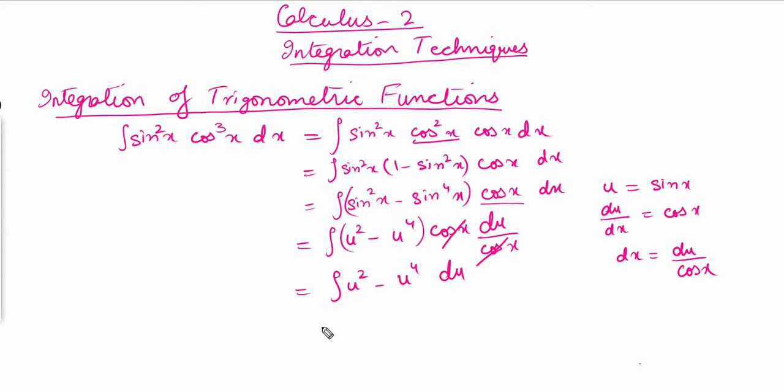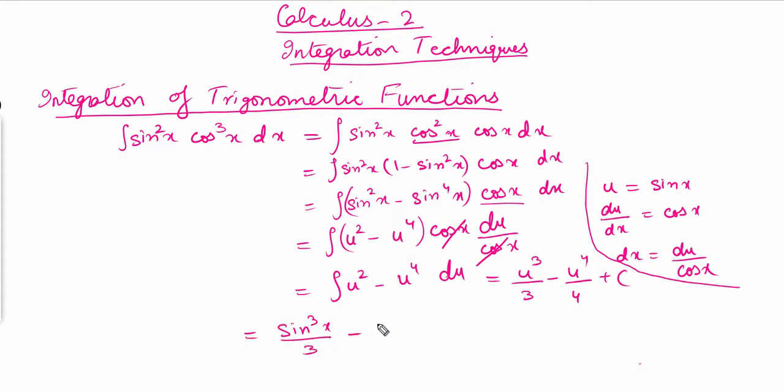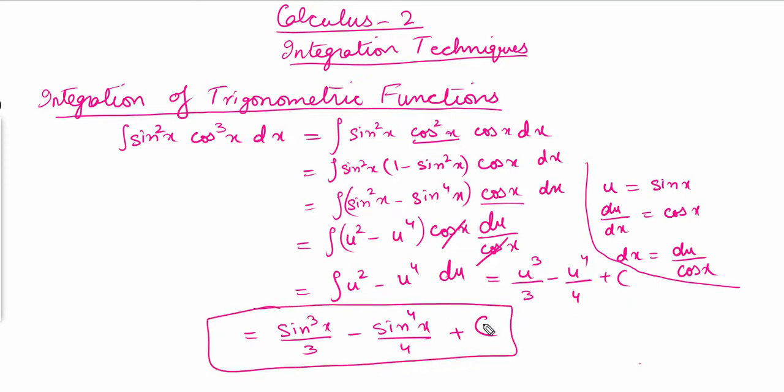I'll just integrate them separately, and it will become u cube over 3 minus u to the power of 4 over 4 plus constant. Now I'll put the value of u back. The value of u is sine x, so my final answer will become sine cube x over 3 minus sine to the power of 4 x over 4 plus constant. So this is how we do the integration for such trigonometric functions.